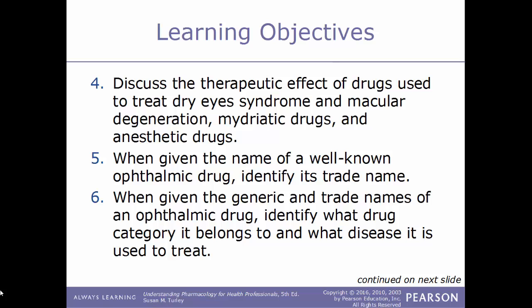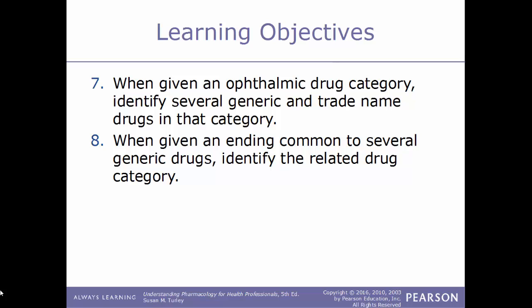When given the name of a well-known ophthalmic drug, identify the trade name. When given the generic and trade names of an ophthalmic drug, identify what drug category it belongs to and what disease it's used to treat. When given an ophthalmic drug category, identify several generic and trade name drugs that fall in that category. And lastly, when given an ending common to several generic drugs, identify the related drug category.